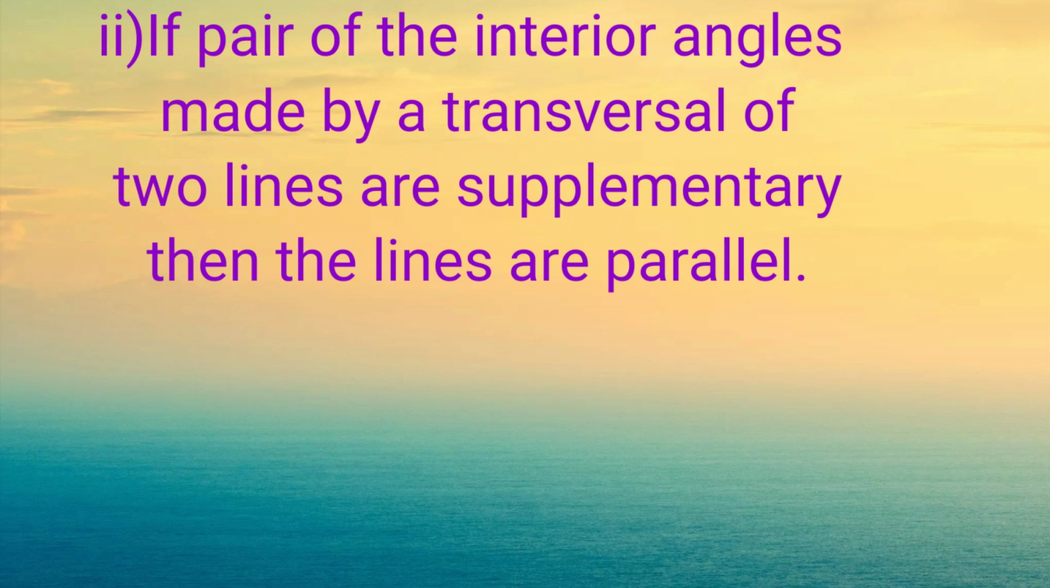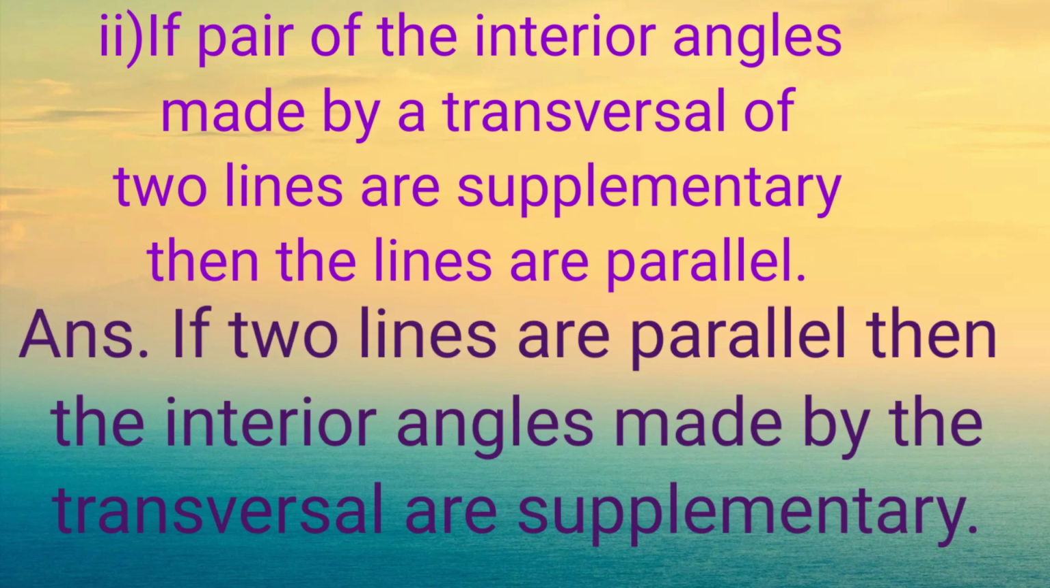Second one: if a pair of interior angles made by a transversal of two lines are supplementary, then the lines are parallel. Interior angles are supplementary is the given part. Lines are parallel is the to prove part. So we will interchange given and to prove parts to get its converse. Answer: if two lines are parallel, then interior angles made by the transversal are supplementary.